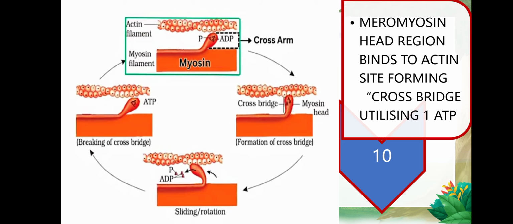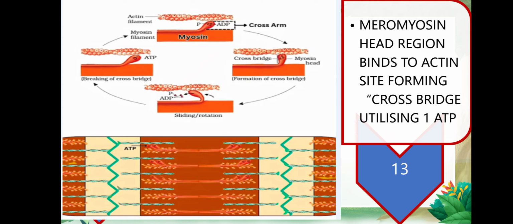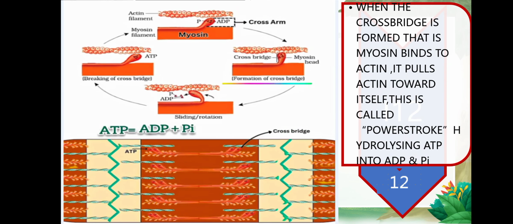Now when it utilizes ATP, it does not just let go of ADP and Pi, it holds on to them. The meromyosin head region binds to actin, forming a cross bridge utilizing one ATP, isn't it? When the cross bridge is formed, that is, myosin binds to actin, it pulls actin toward itself. As soon as the ATP is used, the power stroke is done. This is a very important term. As soon as the ATP is hydrolyzed, the power stroke is done.